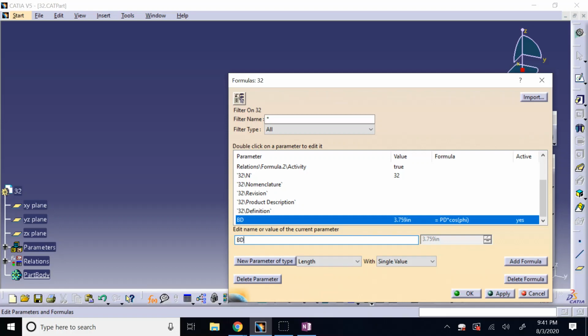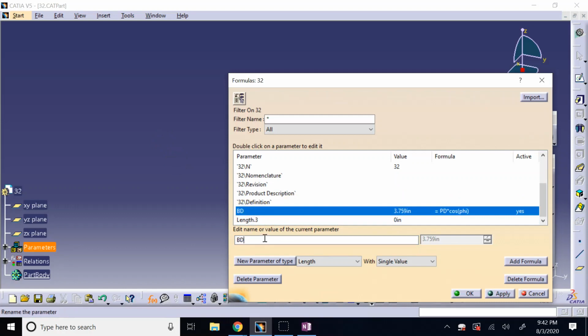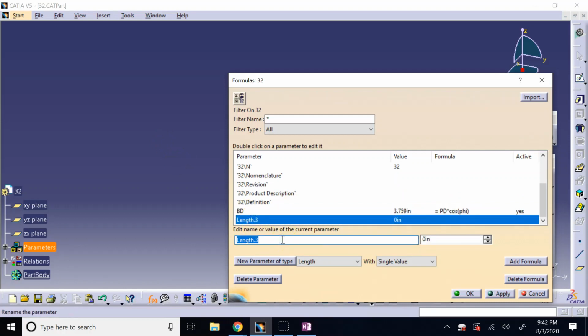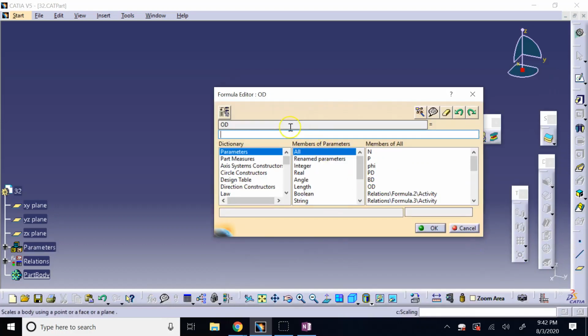Now we have to create the diameter of the addendum and dedendum circle. The diameter of the addendum circle, the big circle, the outer circle, is the diameter of the pitch circle plus 2 inches divided by p. So there is a formula for that. So now I'm going to create a new parameter of type length, and this length 3, I would call it OD, the outer diameter or addendum diameter. And for this we add a formula. It is going to be pitch diameter plus 2 inches divided by p.